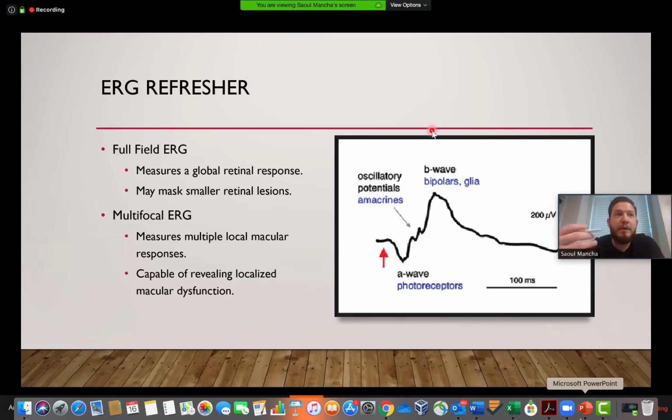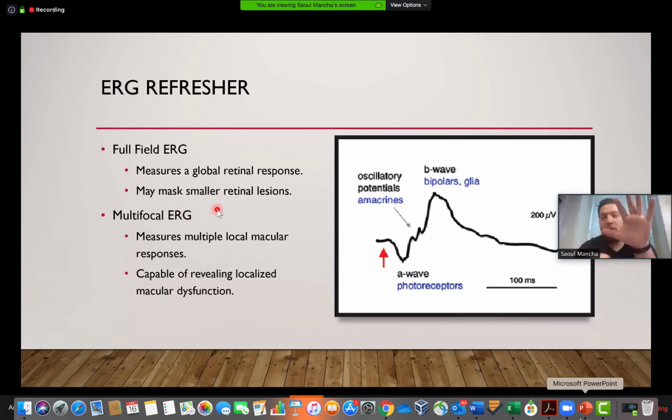Just like the VEPs, we have multiple different types of ERGs. We have full field, we have multifocal, and in the next slide we'll see the pattern ERG. The full field is a flash stimulus across the whole retina, and we're getting a global retinal response. The one downside to this type of testing is that we're going to mask small retinal lesions. They can be overlooked or hidden within that response that we're picking up. And that's where the multifocal comes into play.